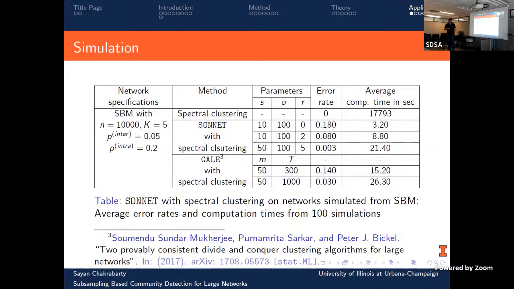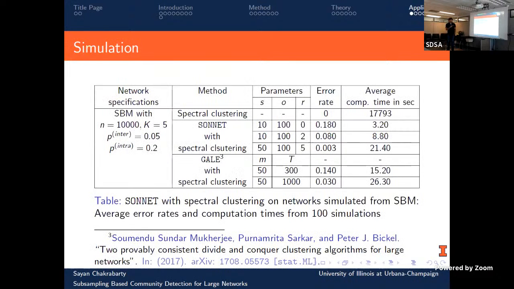And there are some other cases where we can see that the error rate is slightly higher, but the computation time is faster. And GALE is another divide and conquer method in the literature. If we compare with GALE, we can see that GALE can also achieve a very small error rate in fast computation time. It can get a 3% error rate in 26 seconds. But ours still does slightly better here than GALE.